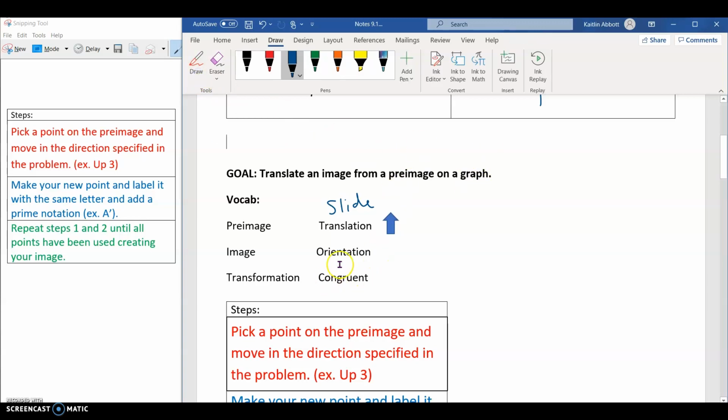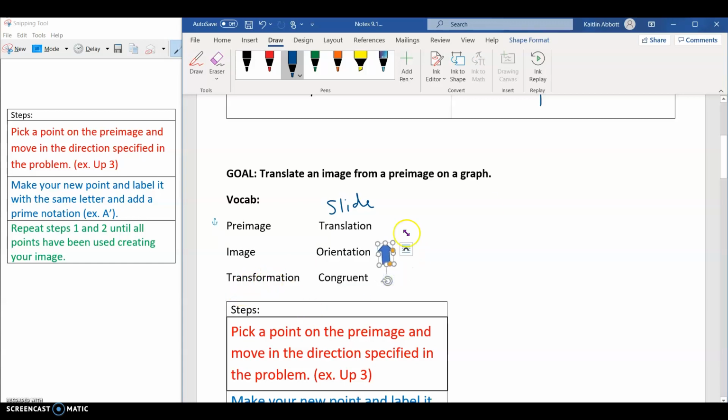There's that one. Next, orientation. Orientation just means which direction is it? So right now my arrow is facing up. I changed the orientation. Which direction is it facing? It is now facing down. So orientation means it's spinning. Which way is it facing now? It is pointing towards the right. It's pointing towards the left. So which way is the orientation? Which direction is it facing?